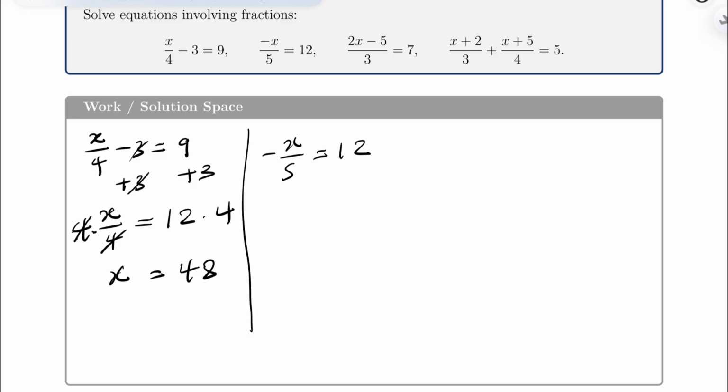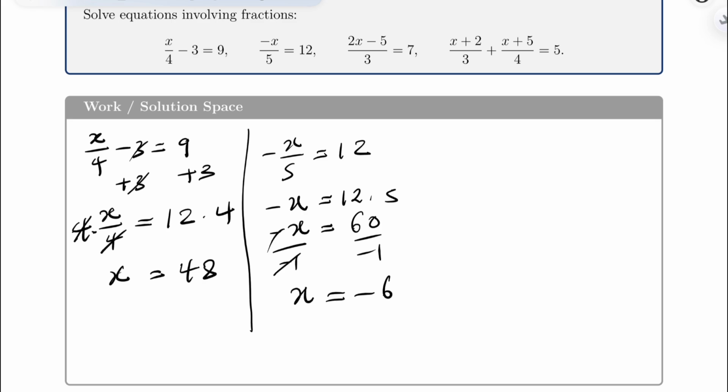So I can go ahead and multiply throughout by 5 so that we have x is 12 multiplied by 5. I just multiplied 5 both sides so that x is 12 multiplied by 5 is 60. But remember we want x, so I can divide throughout by negative 1. So negative 1 and negative 1 cancels. I remain with x is negative 60.